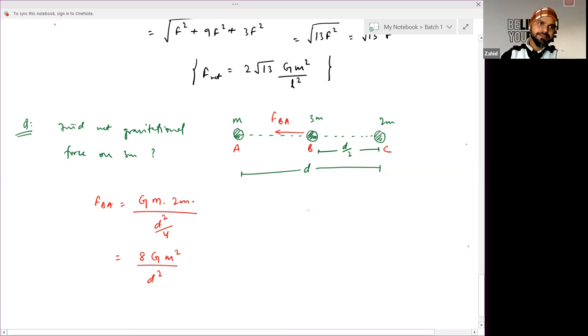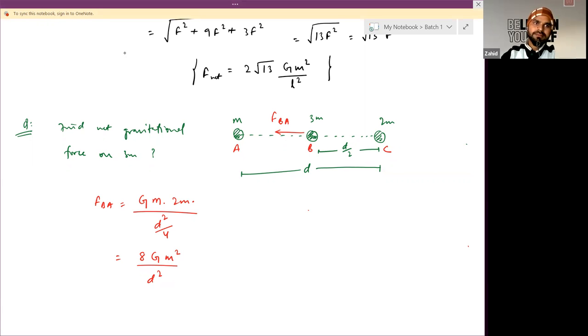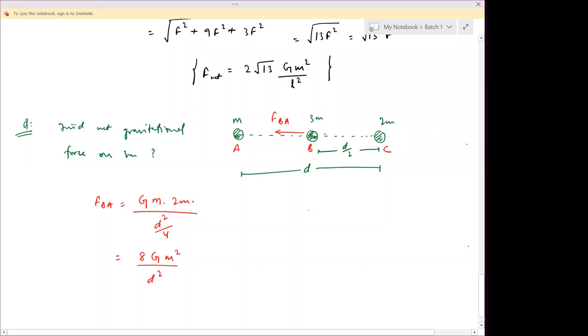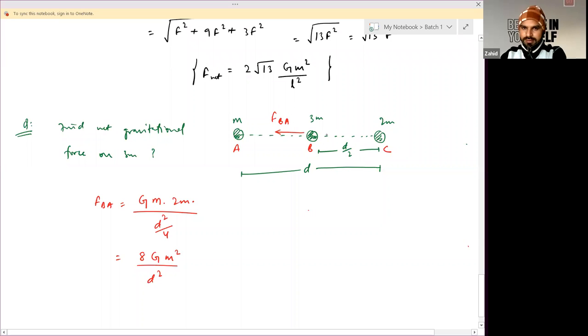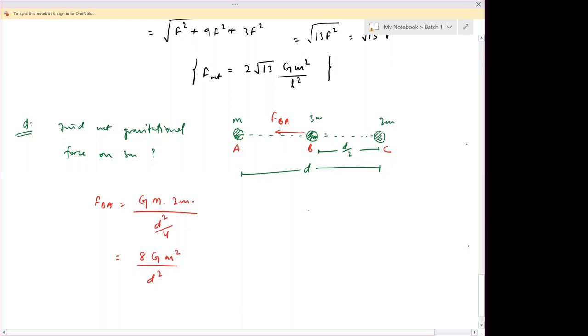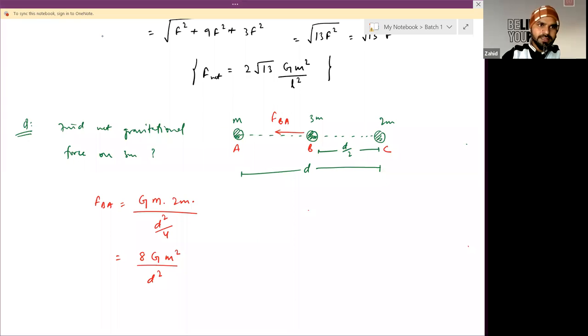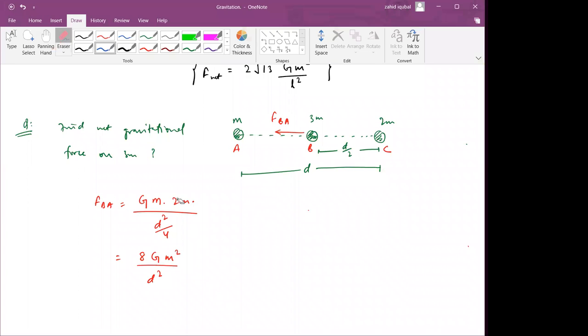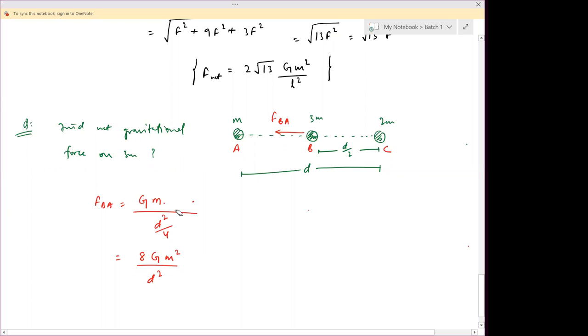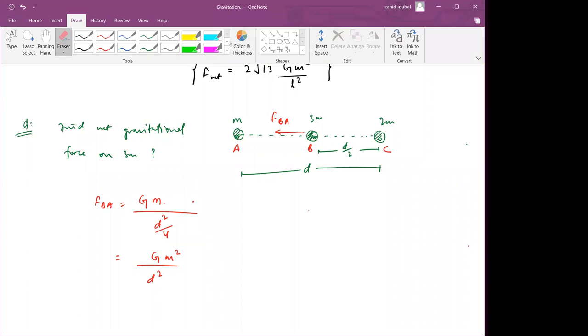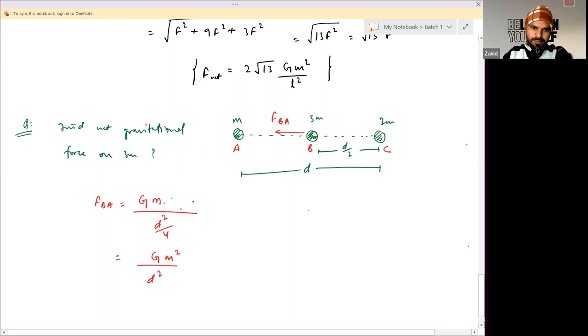Khalid, is it clear? Yes, sir. Similarly, towards the right side, sir, how it will be 2m? It should be 3m, right? Just 1 minute. So m into 3m, so 3 into 4, it will be just 12 times gm squared.